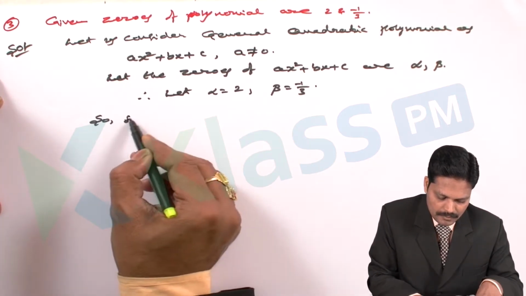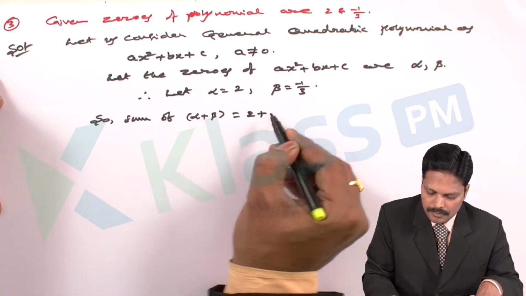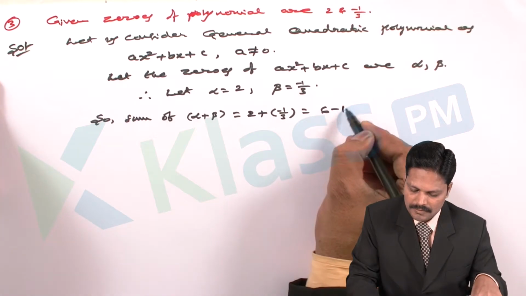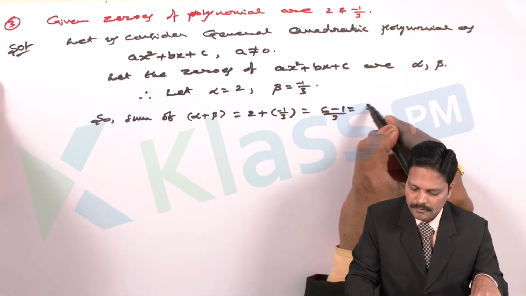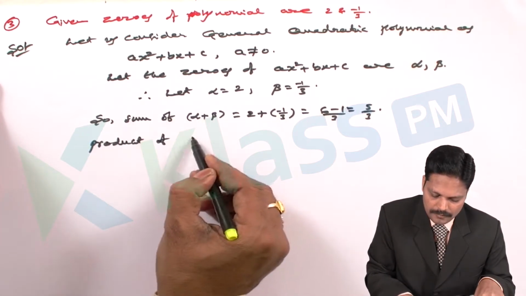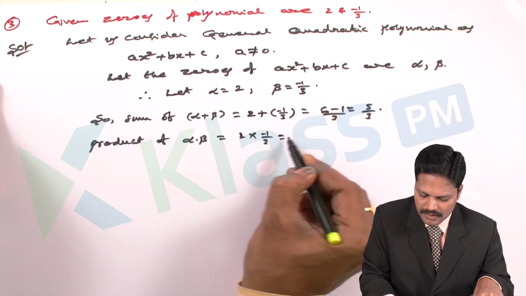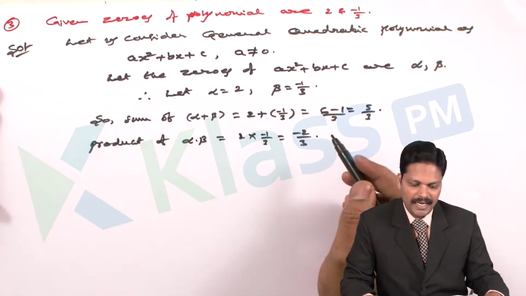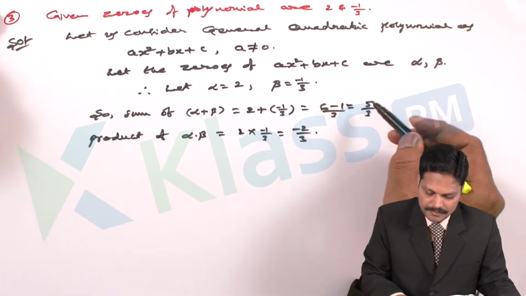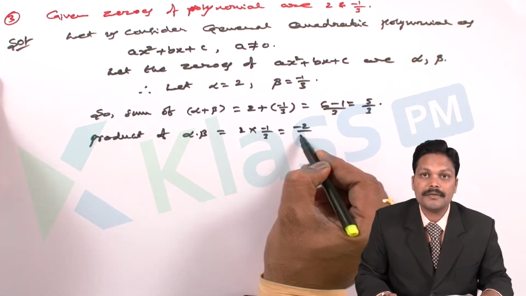So we should consider the sum of the zeros and the product of the zeros. Sum of alpha plus beta is equal to 2 plus minus 1 by 3. Then we can take 6 minus 1 by 3, which is equal to 5 by 3, and product of alpha beta is 2 into minus 1 by 3, which is minus 2 by 3. We have the sum of the values and the product of the values, so we should substitute these values in the quadratic polynomial.